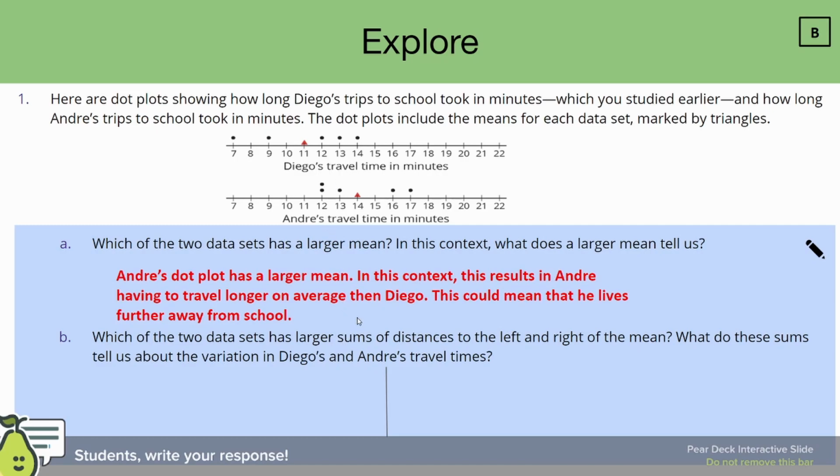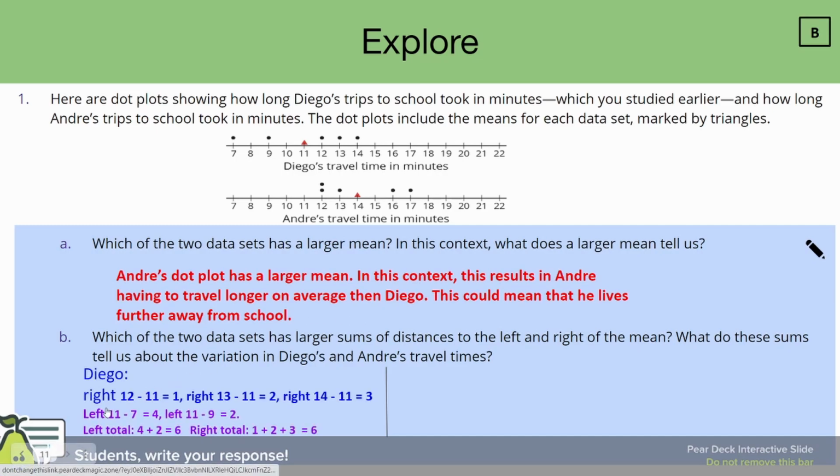All right, welcome back. If you noticed that for Diego, on the right side of 11, we have 12, 13, and 14. We need to subtract 11 from those values to find the distance of all the numbers to the right of 11. Then you would have done 12 minus 11, which would give you 1. You would do 13 minus 11, which gives you 2. And you would do 14 minus 11, which gives you 3.